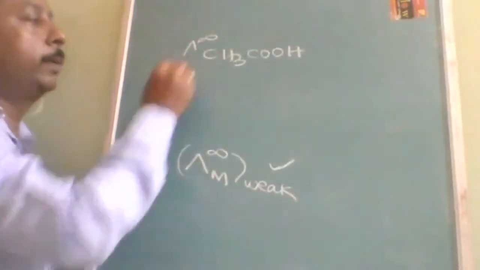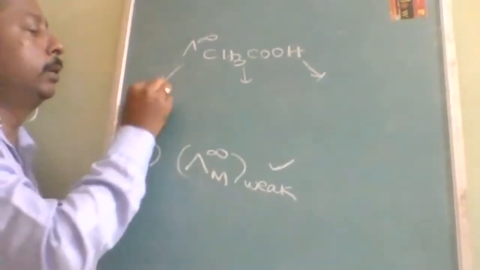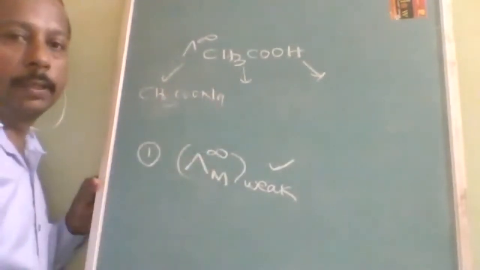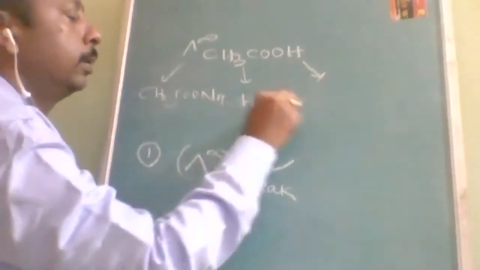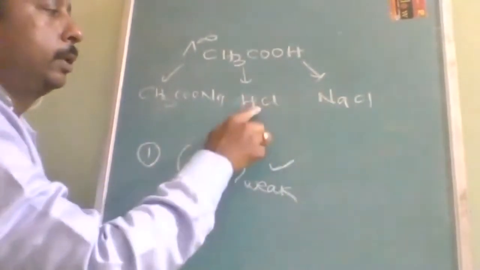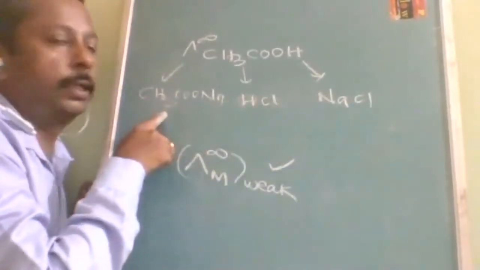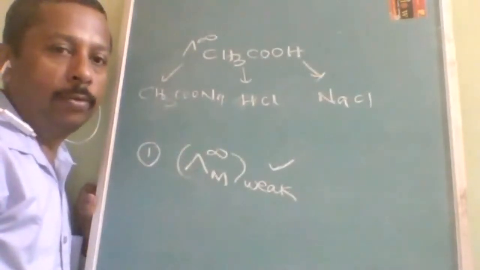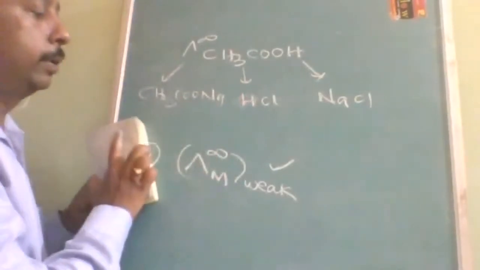For this purpose, I require three chemicals. What are those three chemicals I will take? First, sodium acetate. Second, HCl. Third, NaCl. This is strong, and this is also strong. By using these three strong electrolytes, I already know their infinite dilution conductivities. Those values can be used for determining the molar conductivity of acetic acid also. I will tell you how.